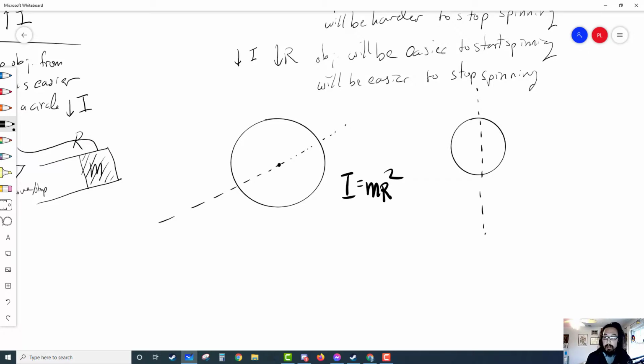That equation would be I equals 1/2 mr squared. All right, now this is a type of problem you might see. So you have two objects, right?